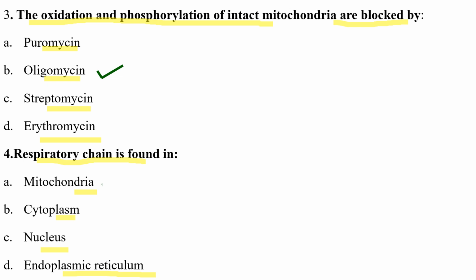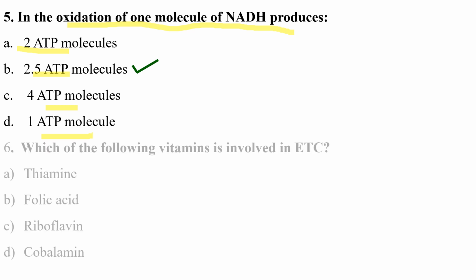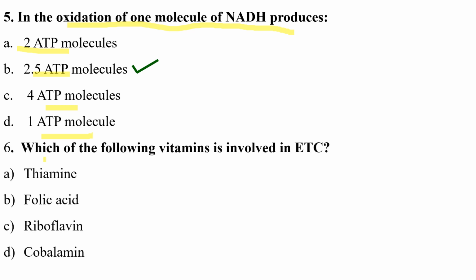Next question: the respiratory chain is found in: mitochondria, cytoplasm, nucleus, endoplasmic reticulum. Answer is mitochondria. Next question: the oxidation of one molecule of NADH produces: 2 ATP molecules, 2.5 ATP molecules, 4 ATP molecules, 1 ATP molecule. Answer is 2.5 ATP molecules. Next question: which of the following vitamins is involved in the electron transport chain? Thiamine, folic acid, riboflavin, cobalamin.